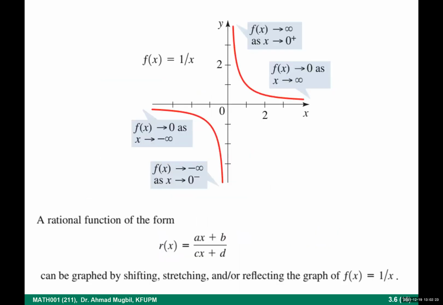The first rational function that you should think about is 1 over x, the reciprocal function. Why? Because it is the mother of all the linear functions, linear over linear. They are obtained from 1 over x by some transformations.